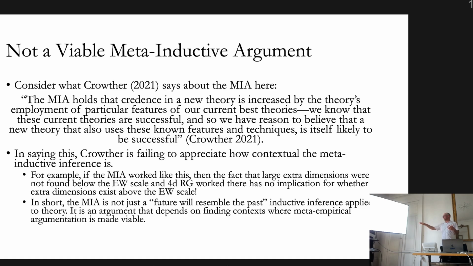It's not just a future that resembles the past, an inductive inference applied to theory. That's thinking of things from too much of a logical point of view, and we know that doesn't work. Induction is not justified by the success of past things, right? It's much more contextual than that. So the success of the argument really depends on finding contexts where meta-empirical argumentation is made viable. I think we can easily misinterpret what MIA is. It's a different kind of argument entirely from a naive inductive inference from past to future success. It's not that.